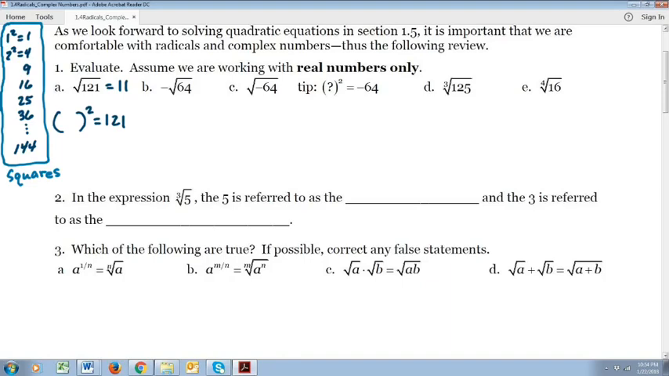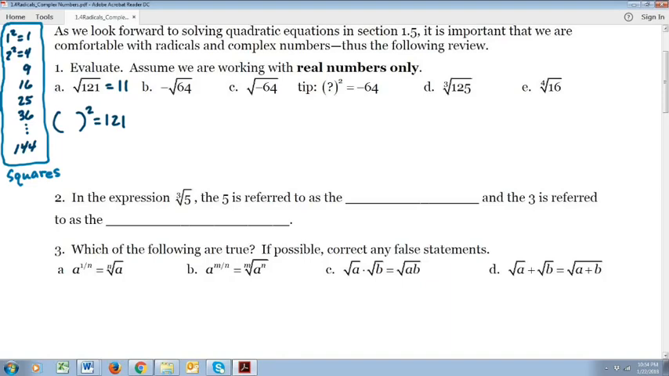You should know up to 12 squared or 144. So 1, 4, 9, 16, and so on. These are what we call squares or perfect squares. And when we're taking the square root of a number, these are numbers we want to recognize.